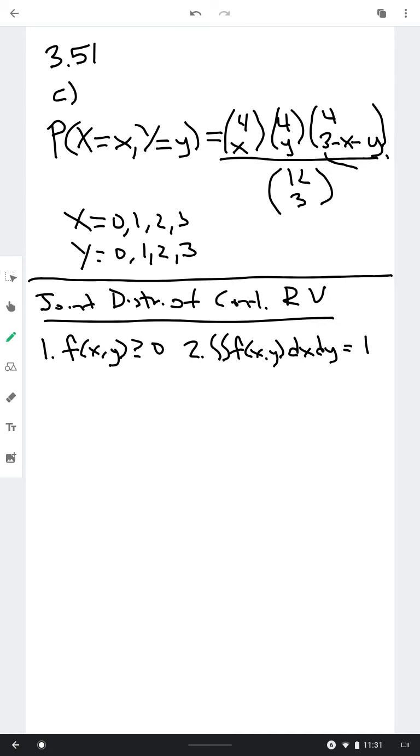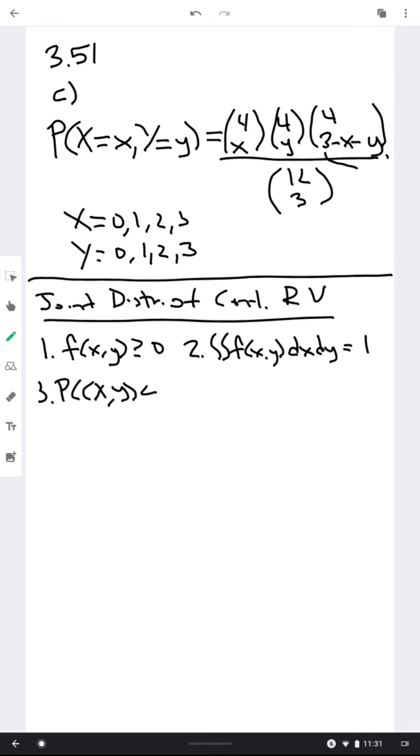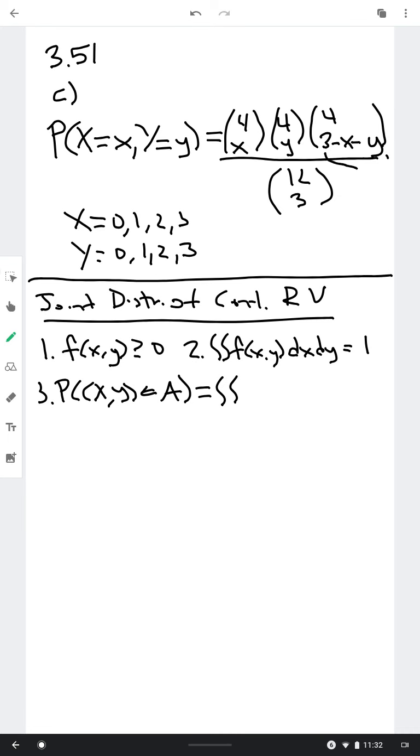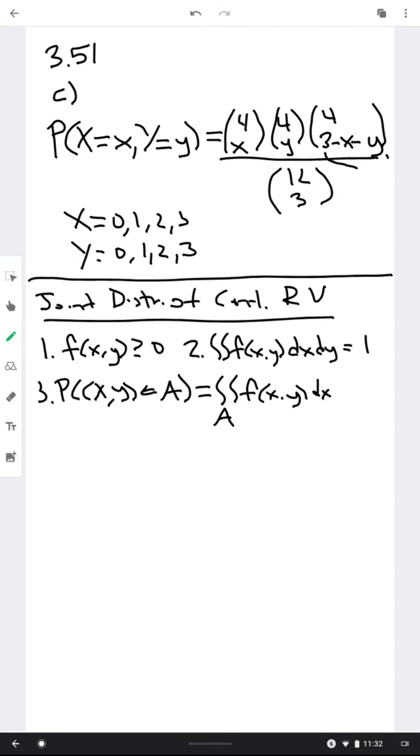So we're doing a little bit of calculus 3 here. And the last condition is that the probability that my point x,y is in some region A, think of the xy plane with some region A within it, is equal to the double integral over that region A of my function f of x,y, dx dy or dy dx, it doesn't matter.